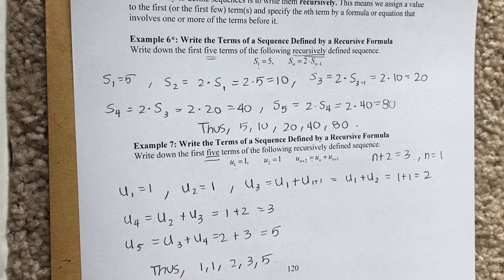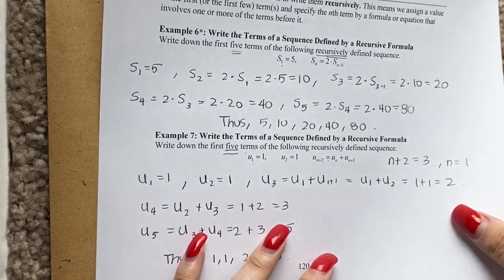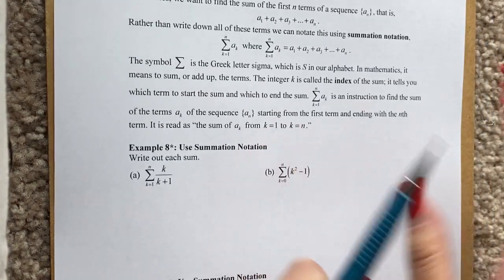We call this one the Fibonacci numbers. By the way, if you remember the golden ratio, that's the Fibonacci sequence. That's what we have. So let's continue learning more about sequences.